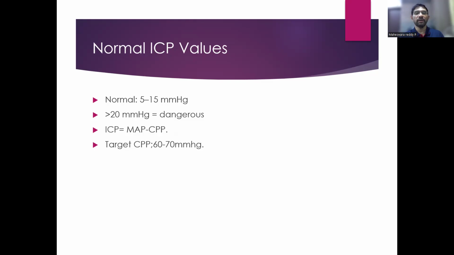So why is it important? The cerebral perfusion pressure indicates the degree of perfusion of the brain. If the CPP reduces, the brain suffers hypoxia. So we need to target a cerebral perfusion pressure of 60 to 70 mmHg. For that, we need to control and maintain the intracranial pressure in the normal range.